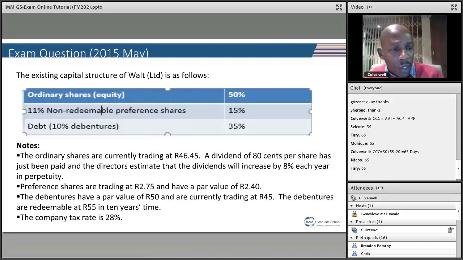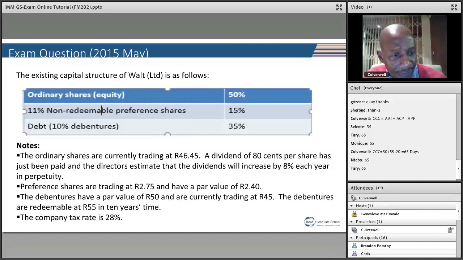And then if you look at point 2, preference shares are trading at R2.75 and they've got a par value of R2.40. They've already stipulated in that table that these preference shares are non-redeemable, meaning which formula would you use? The perpetuity formula, where you're just going to say my Kp is equal to D over P0.